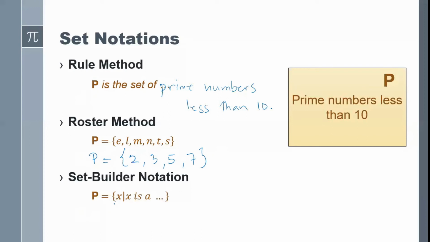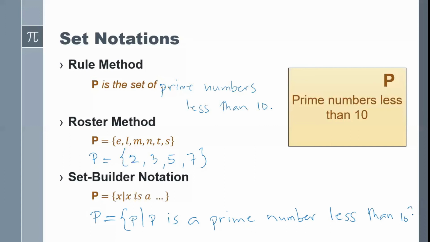Now, using set builder notation, we have here P is the set of all, you decide what variable you're going to use. I'm going to use small p. All p such that p is a prime number less than 10. And don't forget to close your brace. Okay?